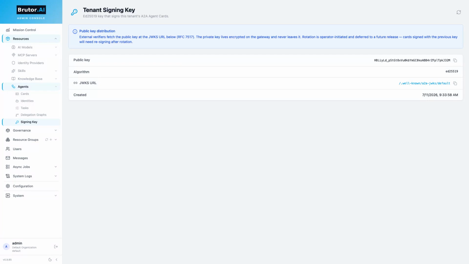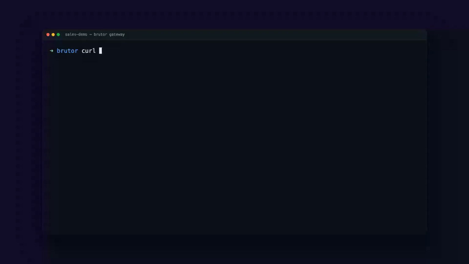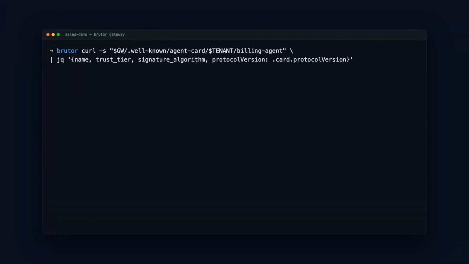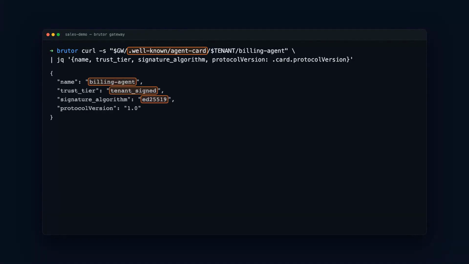And the signing key. Each tenant holds an ED25519 key pair. Cards are signed with the private half, and any peer inside or outside the platform verifies a card against the public key, published on a well-known JWKS endpoint. Identity on the mesh isn't a shared secret. It's cryptography. Discovery is public and verifiable. Any peer fetches the billing agent's card from the well-known endpoint, no authentication, and checks its ED25519 signature against the tenant's published key. A forged or tampered card simply doesn't verify.